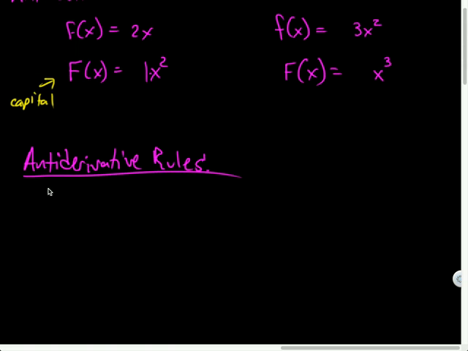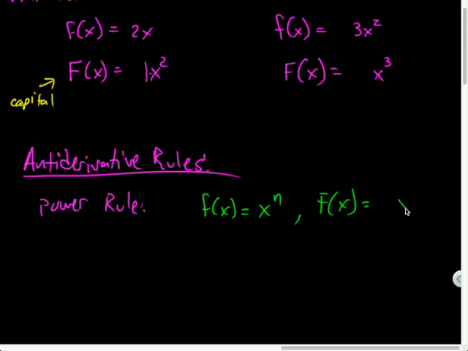So let's consider the power rule for antiderivatives. If f of x is x to the n, then capital F of x, the antiderivative of f of x, is x to the n plus 1, the exponent is 1 higher, and I divide the coefficient by n plus 1. I'll just write that as 1 over n plus 1.